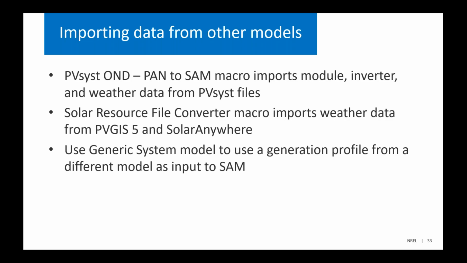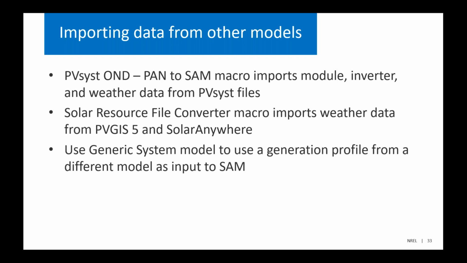And then the solar resource file converter macro can import weather data from a few different sources, including the European Commission's PVGIS and Solar Anywhere, which is a commercial product. I believe some of the other commercial products like Meteonorm provide weather data in SAM format already, so you don't need to convert it. And PVGIS actually provides the weather files in the EPW format that SAM can also read without converting.